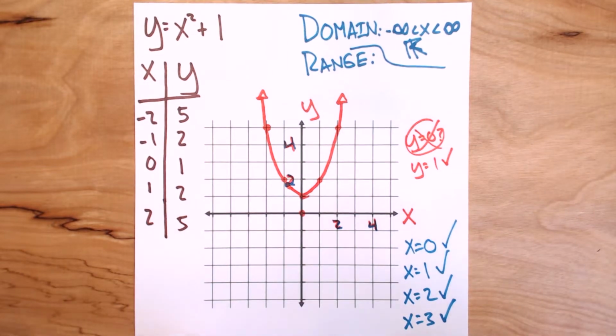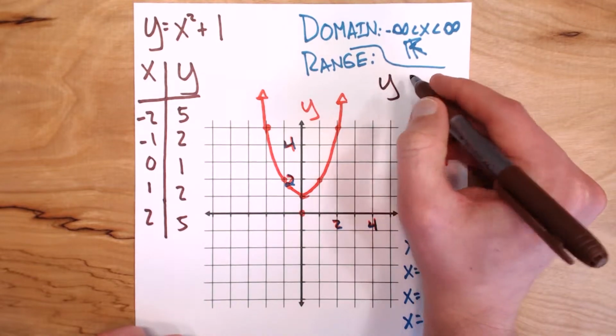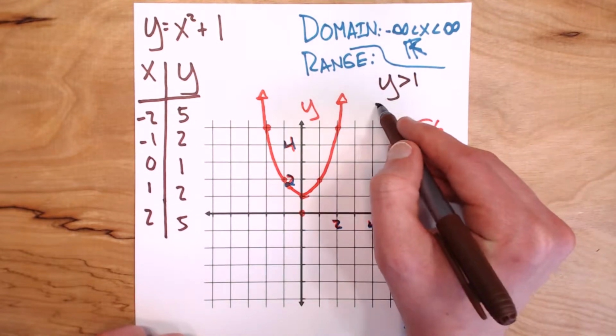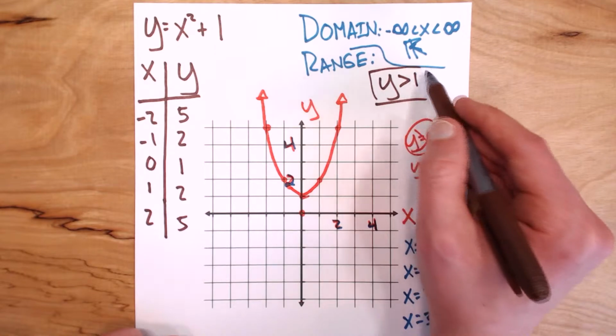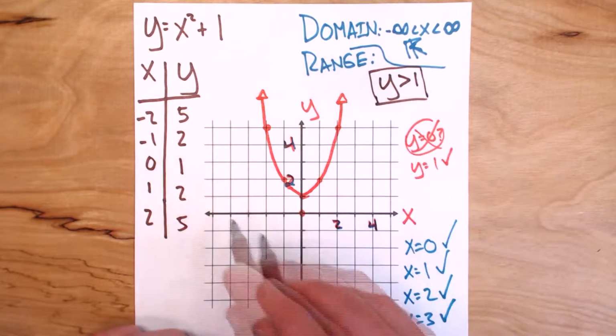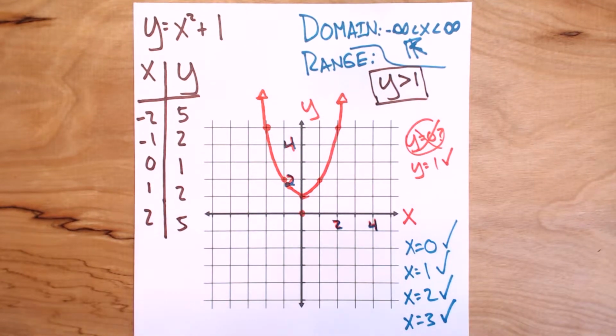All right, the way we do it is we say y is greater than 1. That's it. Because all values for which y is greater than 1 is true, that's going to be our range. Those are the values where our function is defined on the y-axis.